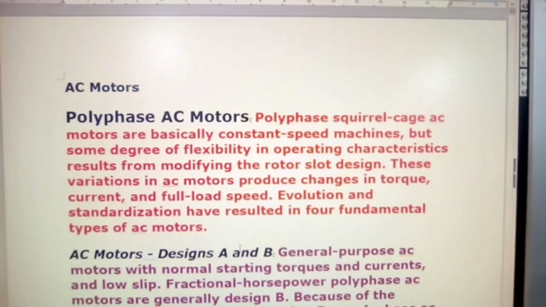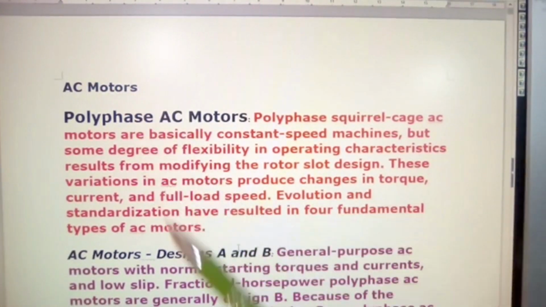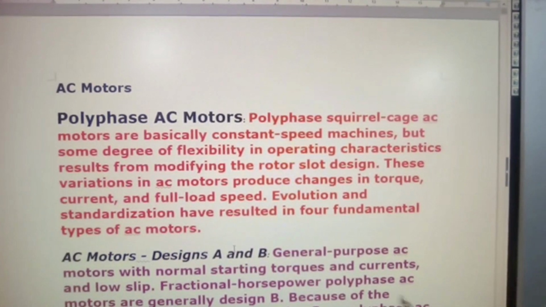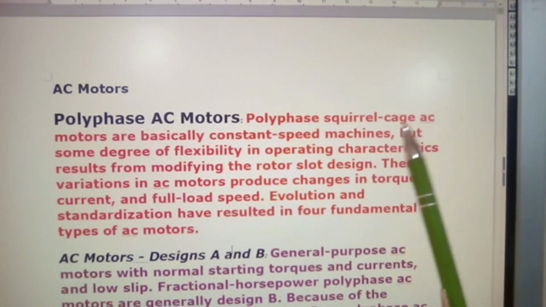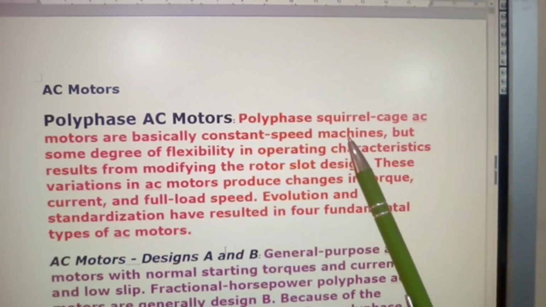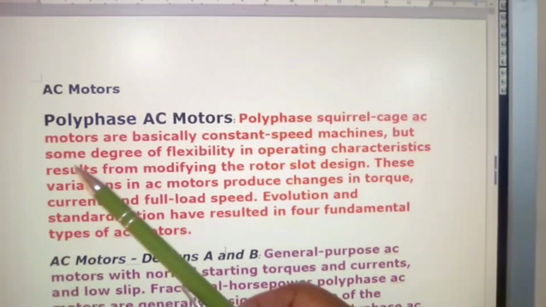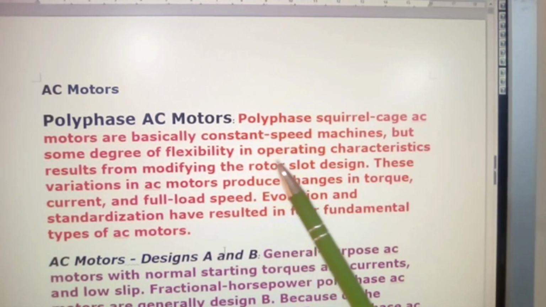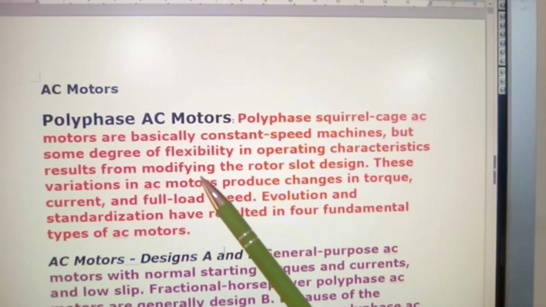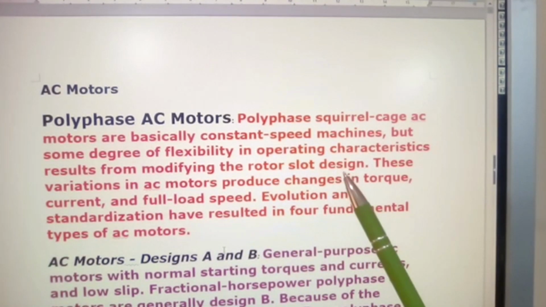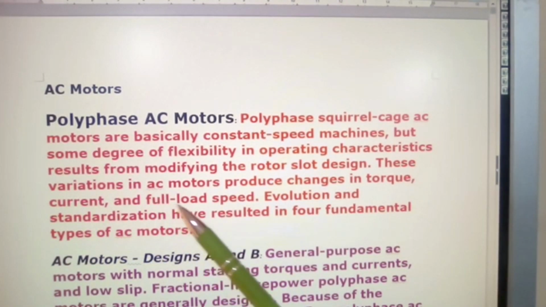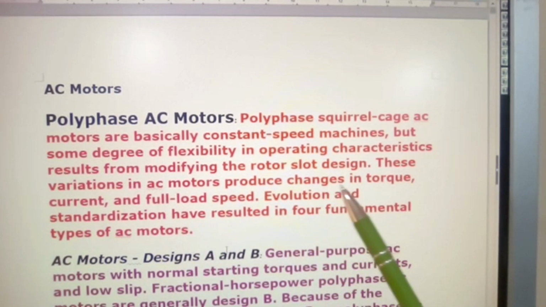Now we're looking at AC motors and we're going to start off with polyphase AC motors. Polyphase squirrel cage AC motors are basically constant speed machines, but some degree of flexibility in operating characteristics results from modifying the rotor slot design. These variations in AC motors produce changes in torque.